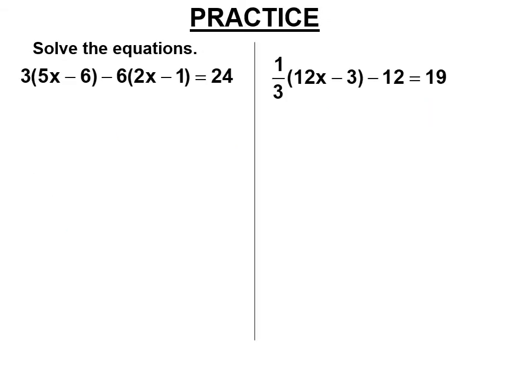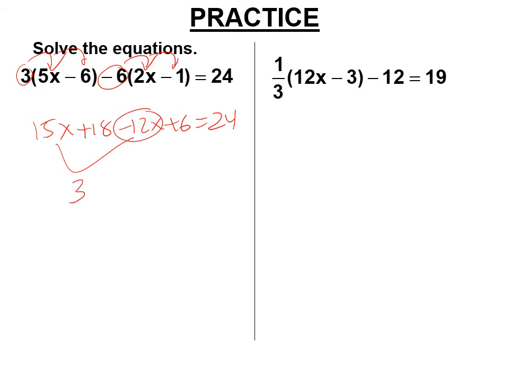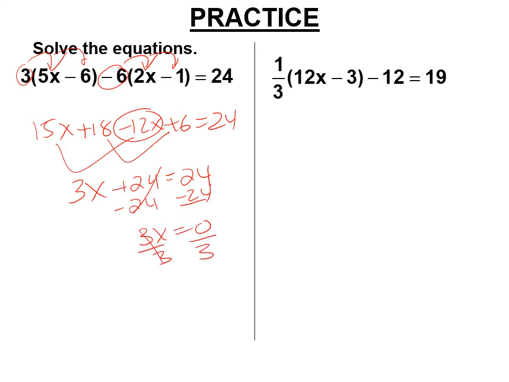We're practicing. All right, so here you're distributing a -6. Here you're distributing a +3. You get 15x plus 18 minus 12x plus 6 equals 24. 15x minus 12x, 3x. 18 plus 6 is 24 equals 24. Oh, this is good because I haven't done one of these. Subtract 24 on both sides. 3x equals 0. Divide both sides by 3. What's the answer here? The only number that makes this all true is 0. That is the answer, 0.